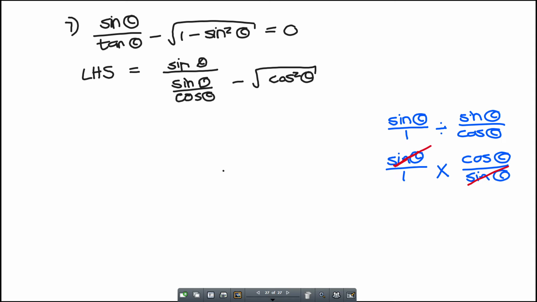Okay, so we have cos theta minus, and what is the square root of cos squared theta? Just cos theta. And those are like terms, and when I subtract it, it will give me 0, and that is then the same as the right-hand side.